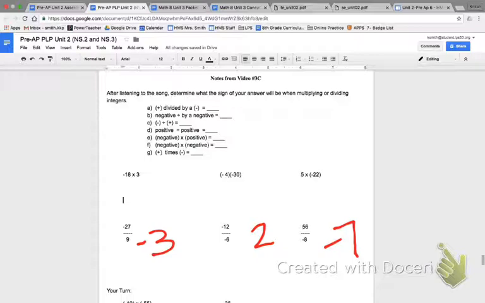Go ahead, pause the video, and try the problems on your turn. Then when you're ready, unpause it and go through the answers and see how you did.